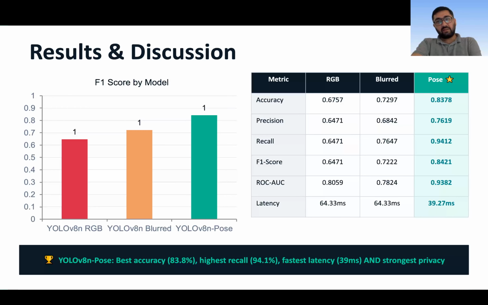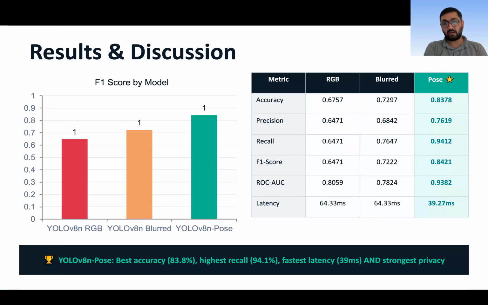Here are the quantitative results from the evaluation. Look at the F1 score bar on the left of the chart. You can clearly see the progression: RGB at 0.67, blurred at 0.722, and pose at 0.842. The metric that matters most for patient safety is recall, the ability to detect actual falls. The pose model achieved 0.9412 recall, meaning 94% of falls were detected.